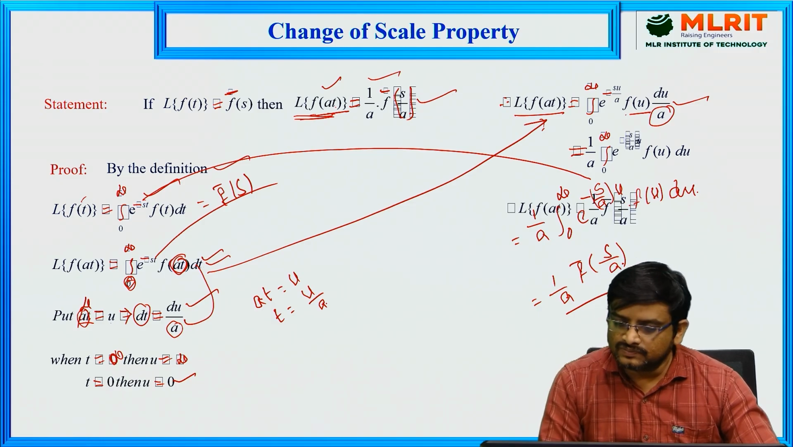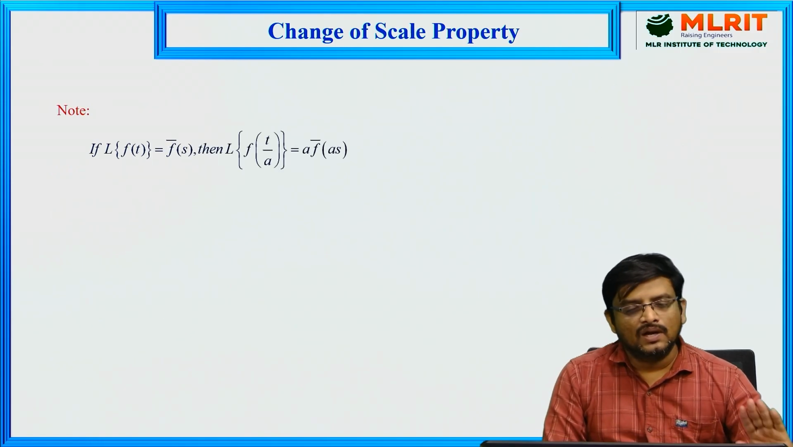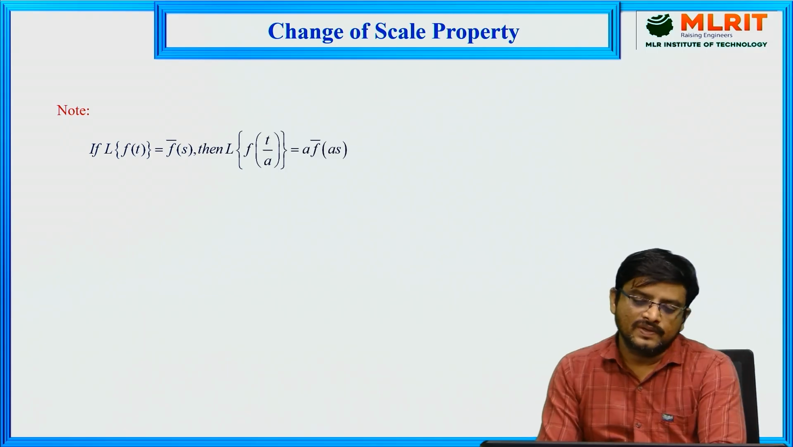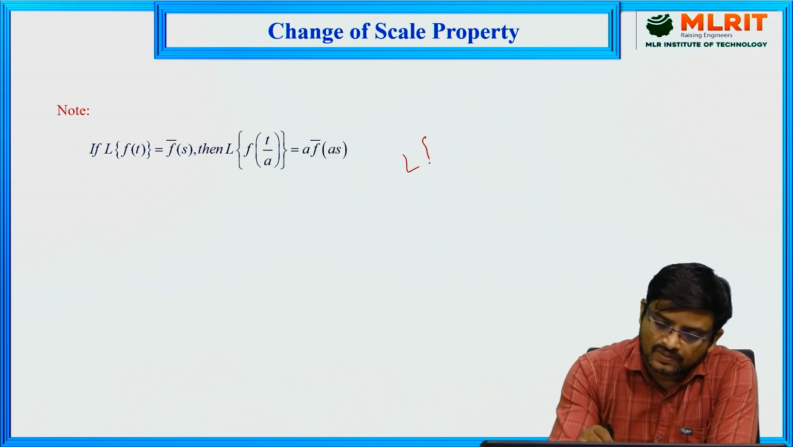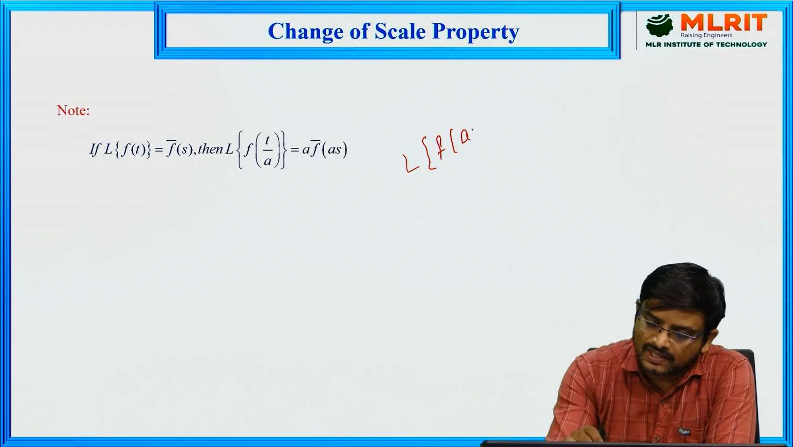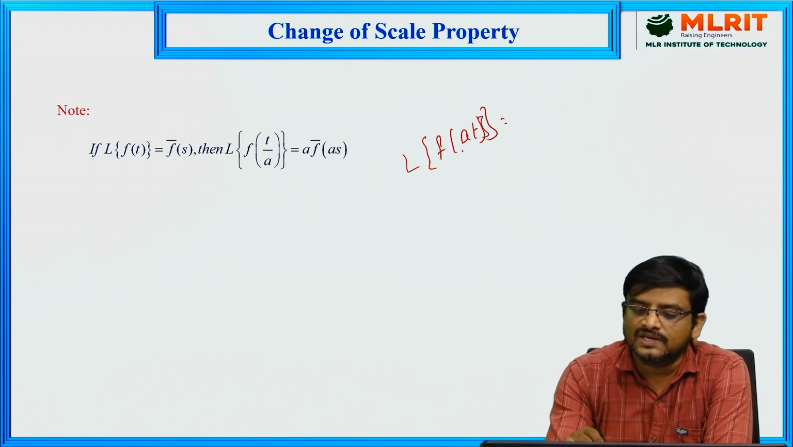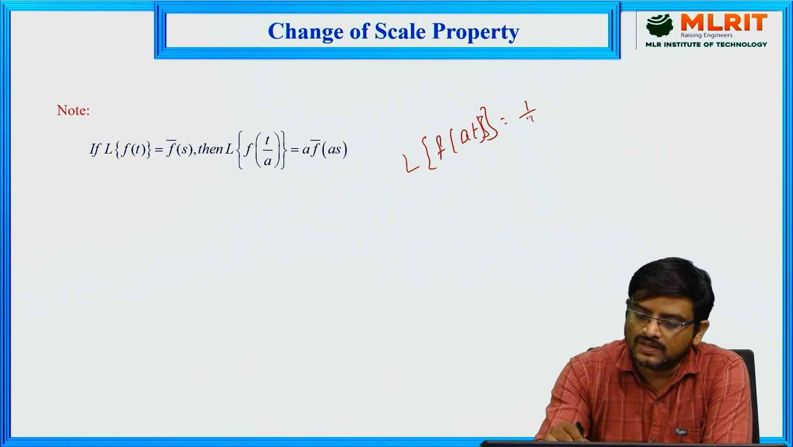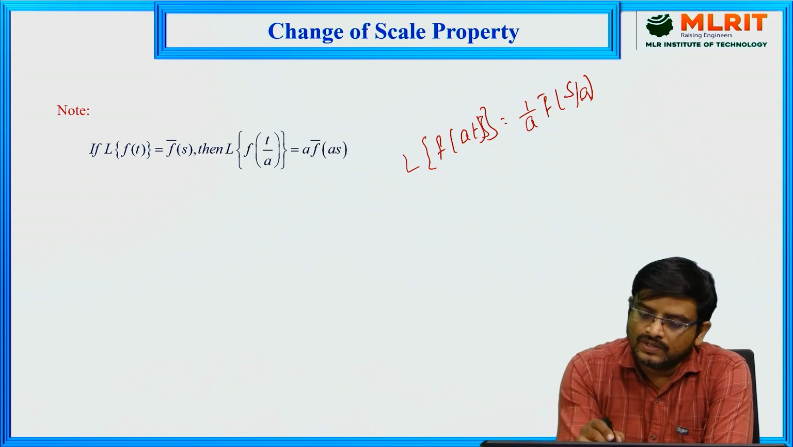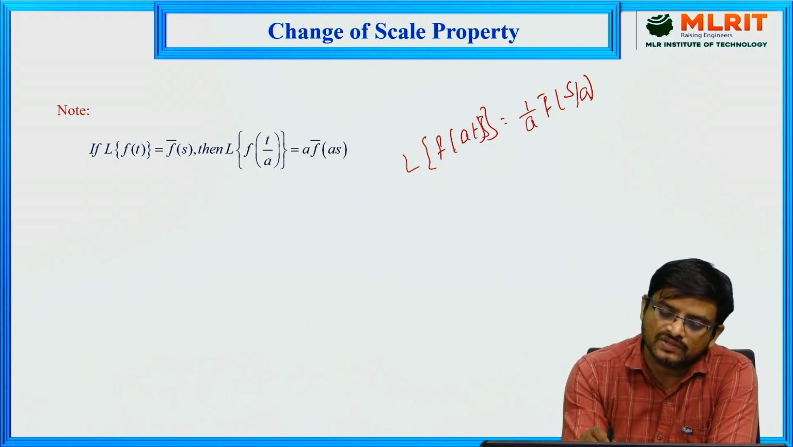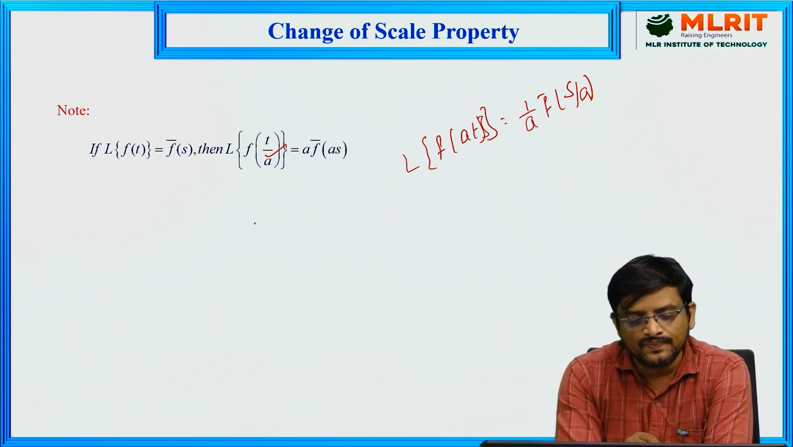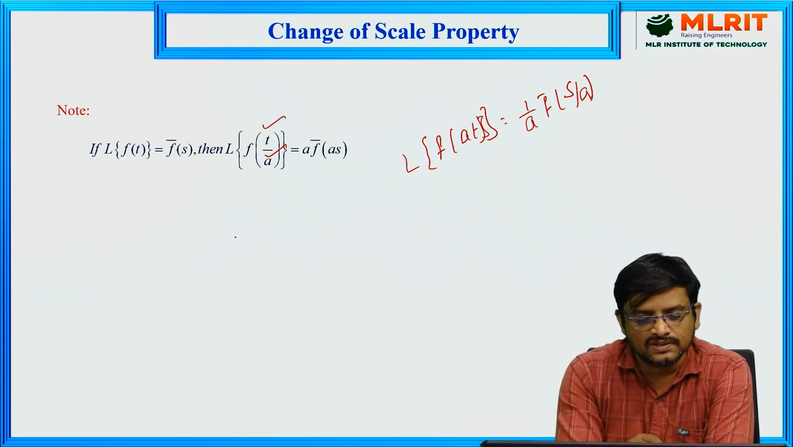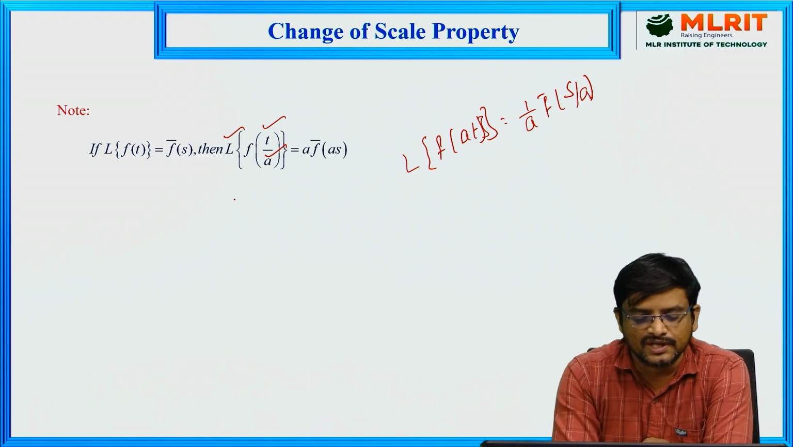And similarly we have another one. In the previous one we took the Laplace transform of f of at, whenever a is multiplied with t, and we got the value 1 by a into f bar of s by a. Now instead of multiplying by a, suppose you divide t by a, like f of t by a. Whenever we have these types of functions, then if you want to find the Laplace transform, it is the reverse.